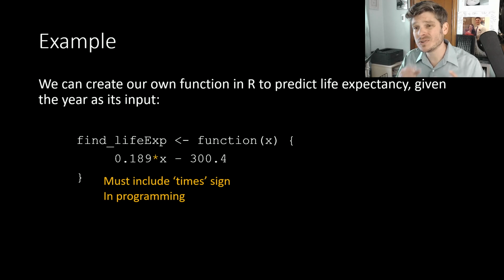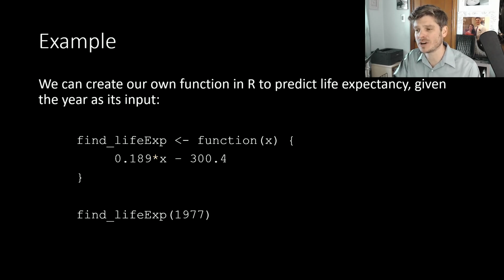One thing you want to be really careful about when you're doing any sort of programming is that you must include the times sign. Almost all programming languages by default, if you just said 0.189x, are not going to see that as multiplication like we would normally do in mathematics. It's going to see that as its own type of variable. So you have to include that times sign when you're doing programming.